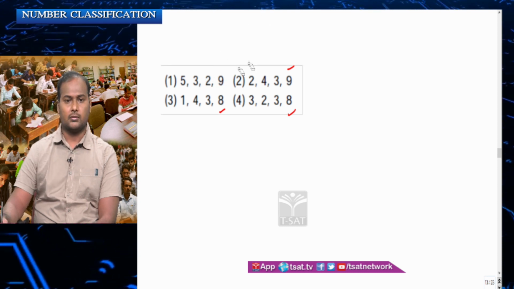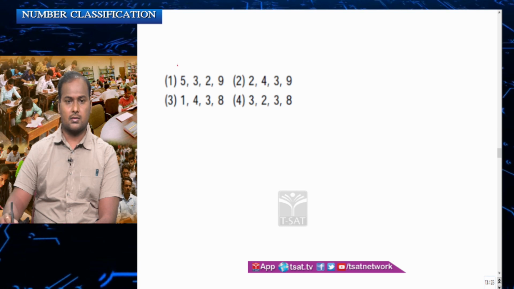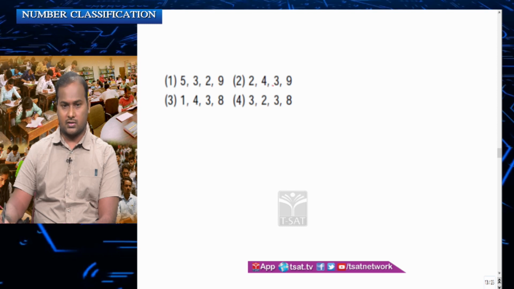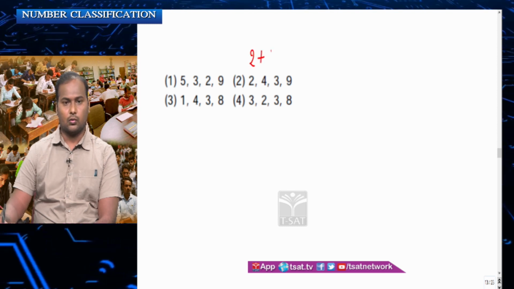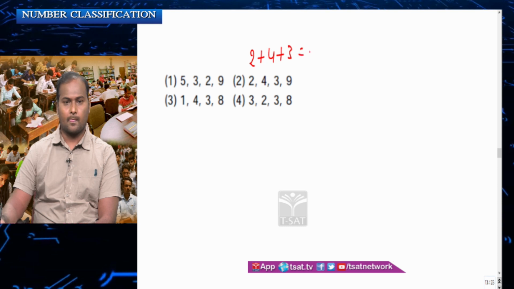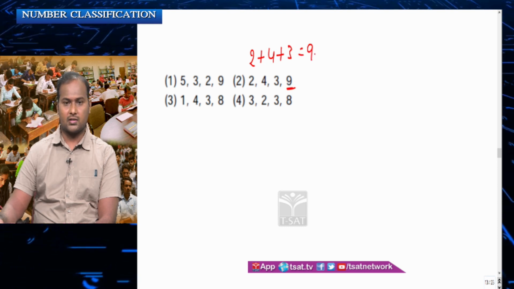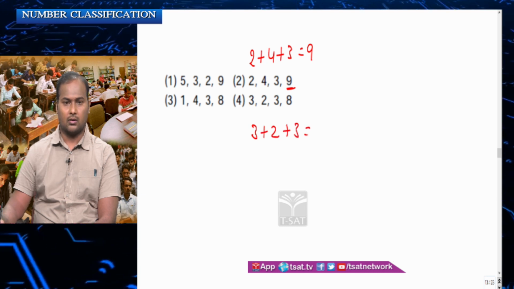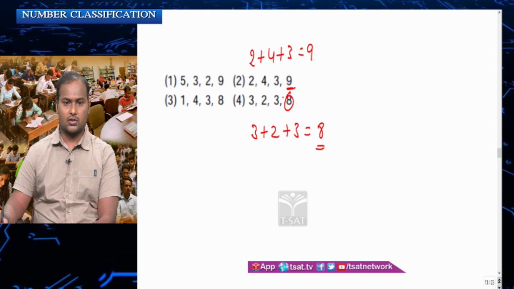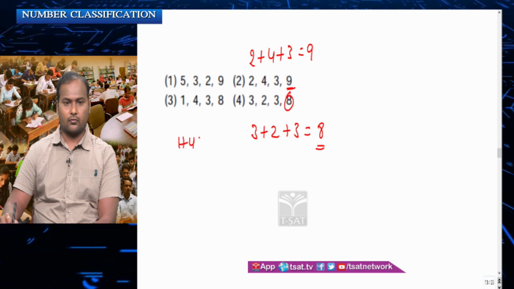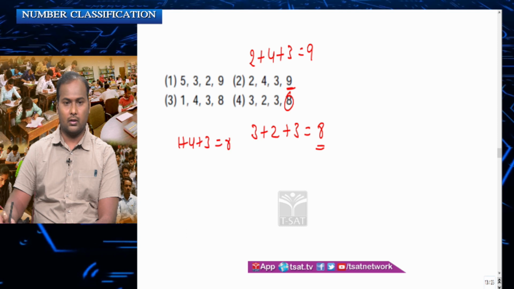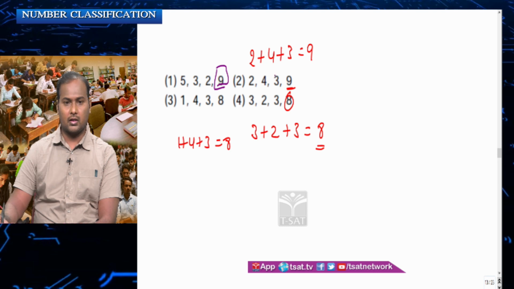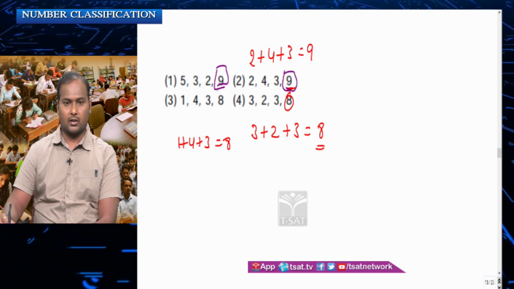So if you see here, it is 5, 3, 2, 9, no, you won't get the answer, but check with option 2, that is 2 plus 4 plus 3, that will be equal to the last one, that is 9. In the same way, 3 plus 2 plus 3 equals 8, that is the last one. In the same way, 1 plus 4 plus 3 is equal to 8. So how did I get that idea? I got that idea because in all the cases, the last number is the bigger one.